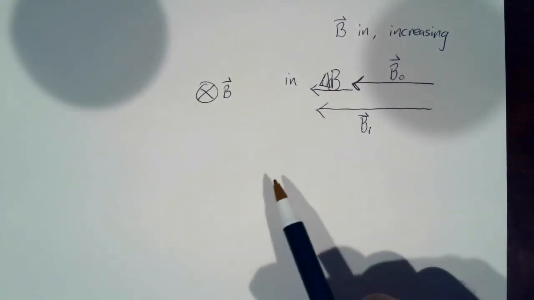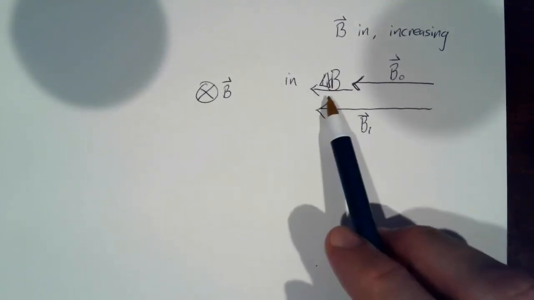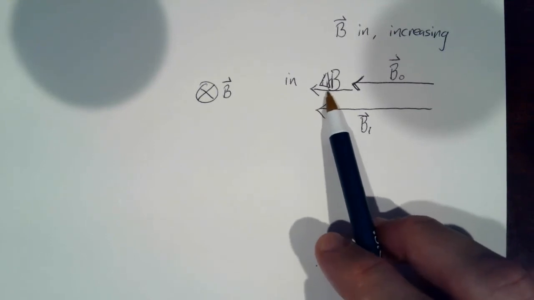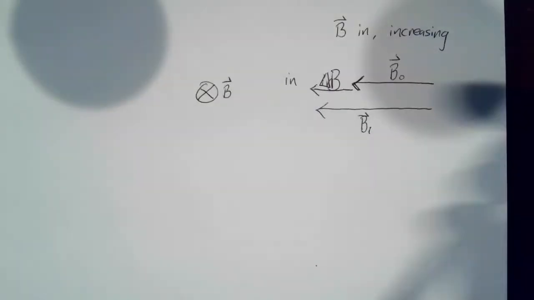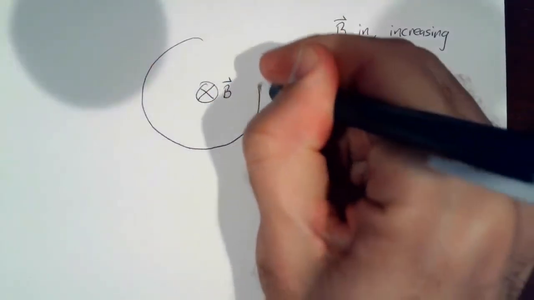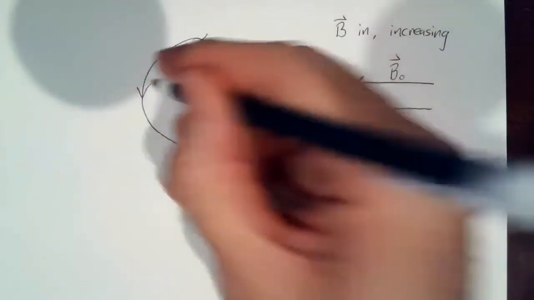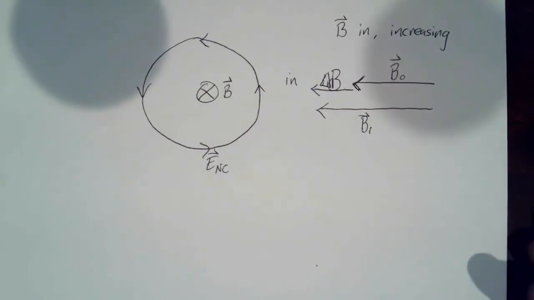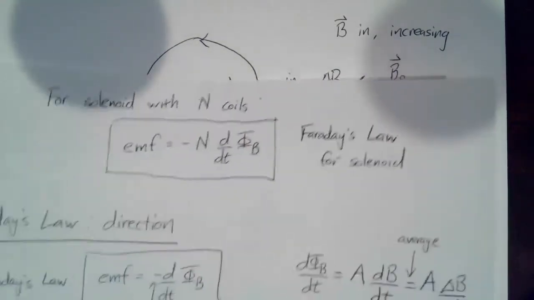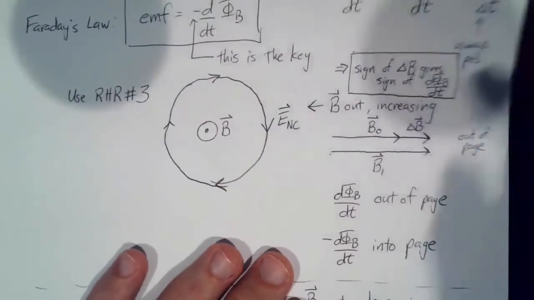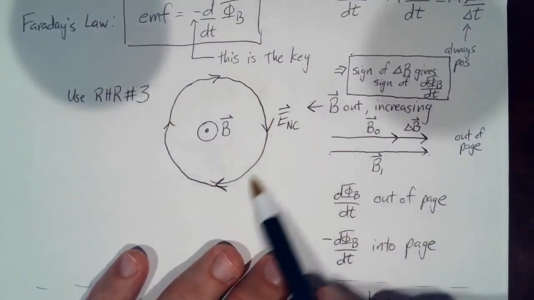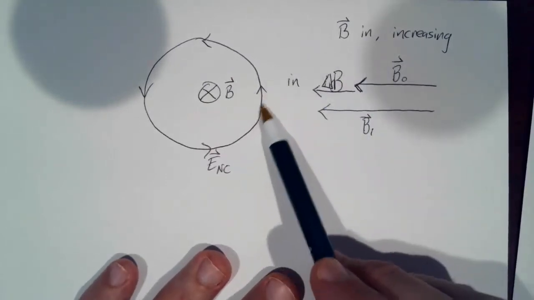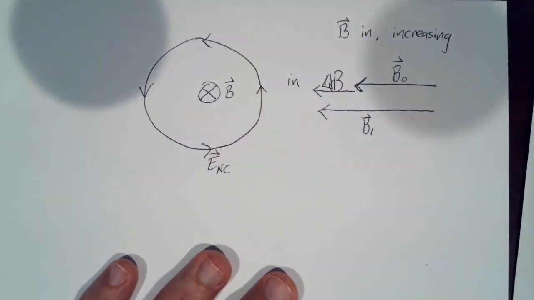So that means d phi dt is in. So negative d phi dt is out. So I point my thumb out of the page. My fingers curl counterclockwise. All right. And if we compare that to the other case where B was increasing but going out, I got a current going this way, clockwise. But if B is going in and increasing, I get counterclockwise. Okay.